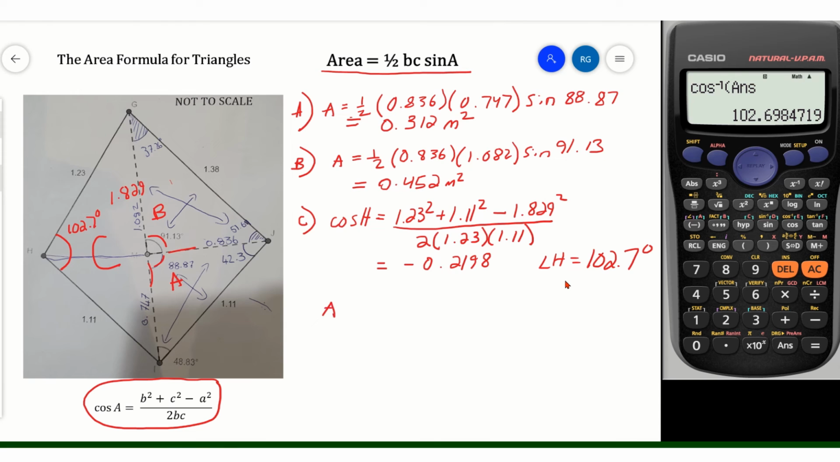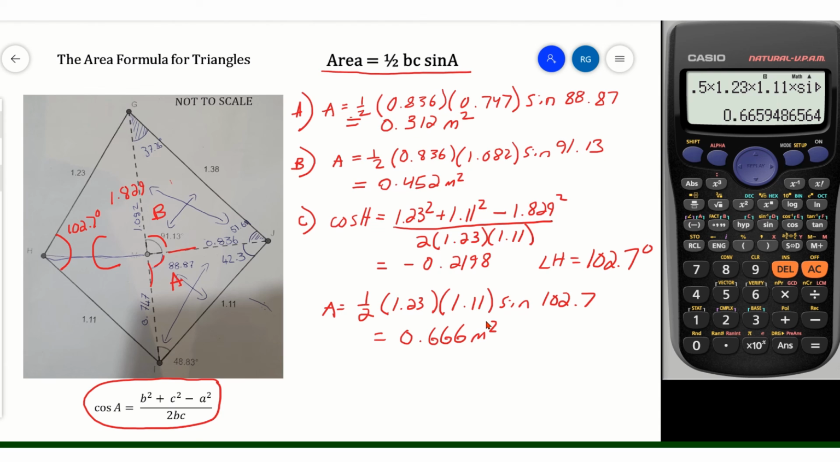And here I go. Area equals 1/2. I'm going to use the adjacent sides, so that's 1.23 and 1.11, and then the sine of this angle that I just calculated, 102.7, and I do that on the calculator. 0.5 times 1.23 times 1.11 times the sine of 102.7, and I get 0.666 square meters.